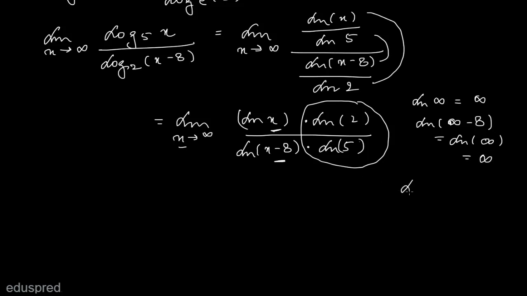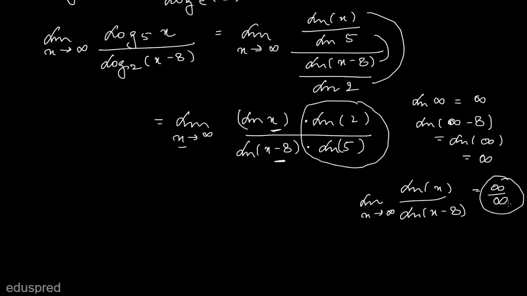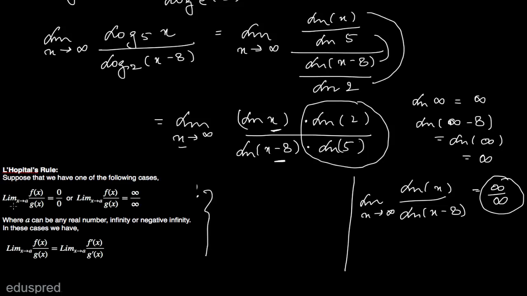So your expression of ln x divided by ln(x minus 8), when you put the limit, takes the form infinity by infinity, and whenever after putting the limit you get the form infinity by infinity, you use the L'Hopital rule, which is this. According to this rule, if your limit x tends to a, f(x) divided by g(x), where f(x) and g(x) are any functions, and after putting the limit you get the form 0 by 0 or infinity by infinity, and also your a can be any real number, infinity or negative infinity.